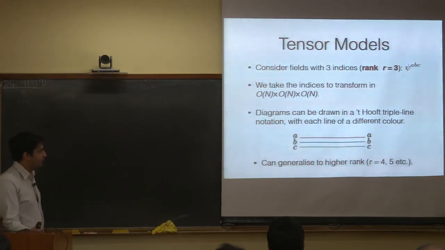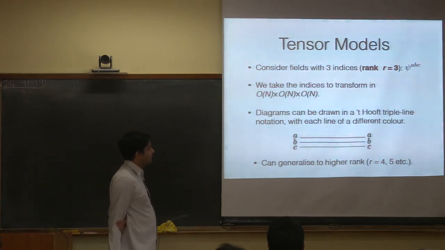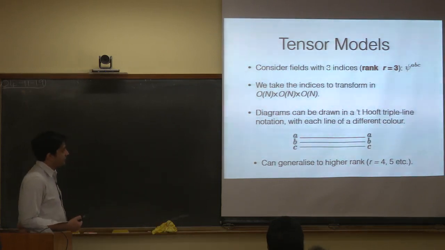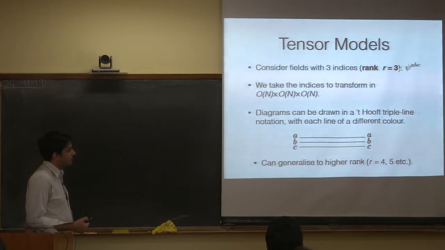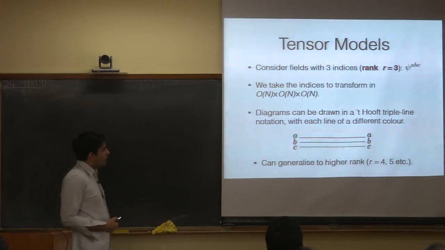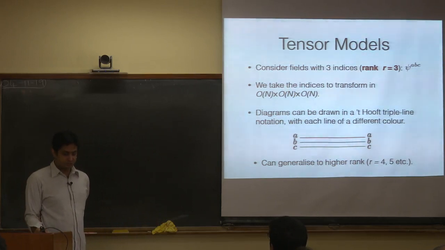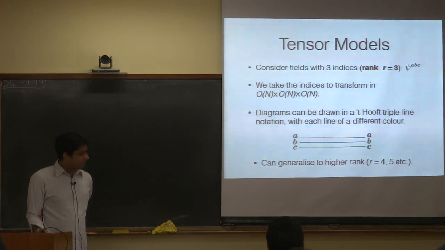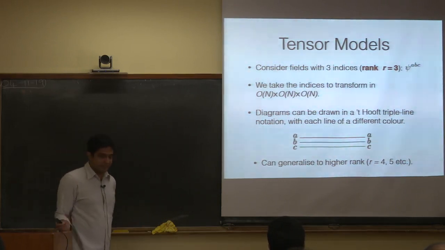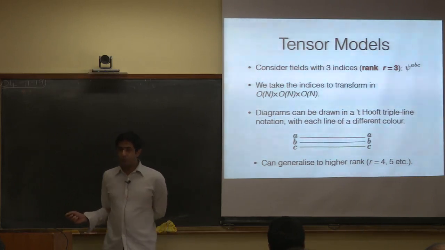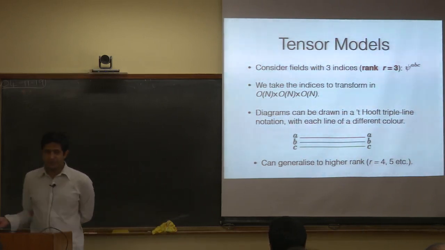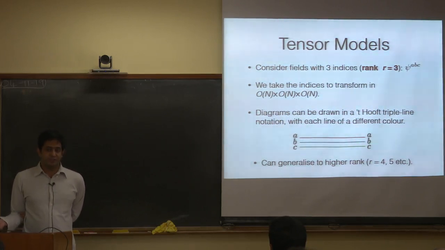The tensor models we'd consider would be based on fields with 3 indices or more, say R indices. Here R is 3, so psi ABC. We could take gauge theories with fundamental matter, or gauge theories with tri-fundamental matter, but the interactions I'll write down would be more complicated than would arise from integrating out gauge fields, say.